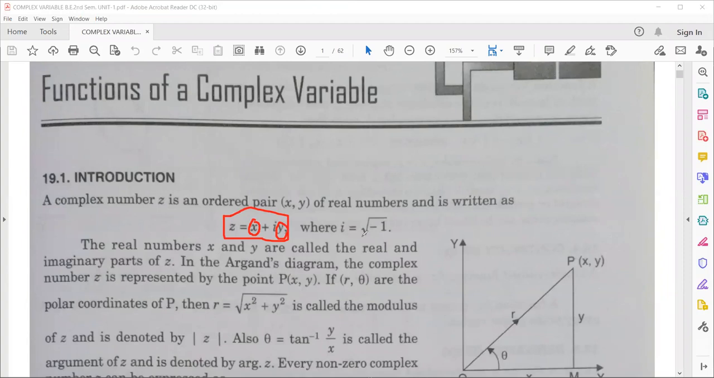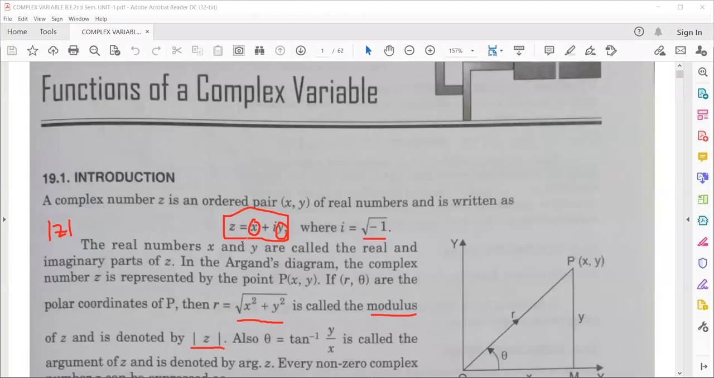And the value of i is nothing but, we know, i is equal to root over minus 1. The modulus of Z is also denoted by r. The modulus of Z is denoted by mod Z, and that is equal to root over the square of the real part plus the square of the imaginary part. That is called the modulus of a complex number, and it is denoted by mod of Z.